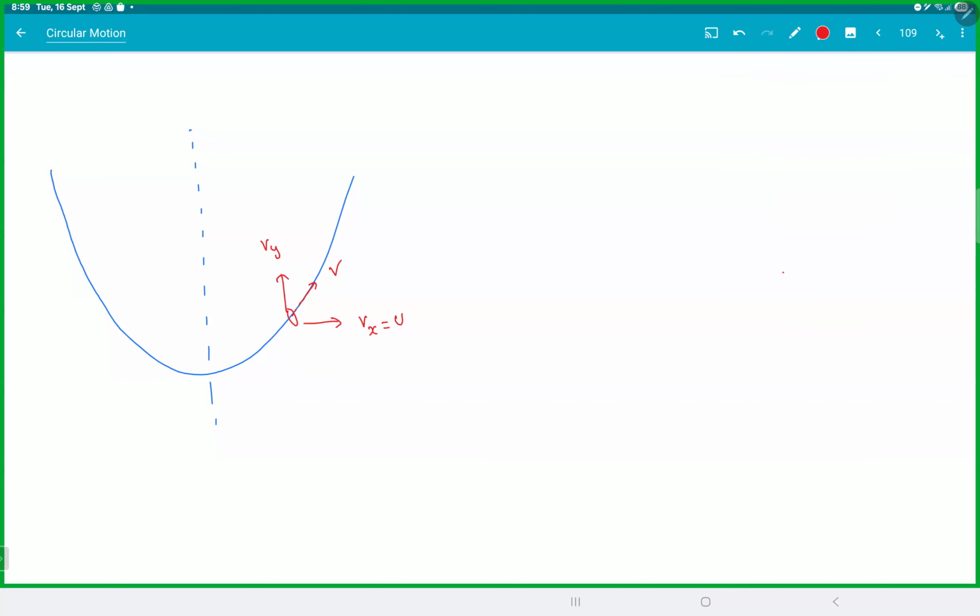Okay. So what is your x coordinate? X coordinate is u into t, because since the horizontal velocity is constant, I can directly let x is equal to ut. If x is equal to ut, remember the equation y is equal to x square. So the y coordinate will be x square, which is nothing but u square t square. Is that making sense, everyone?